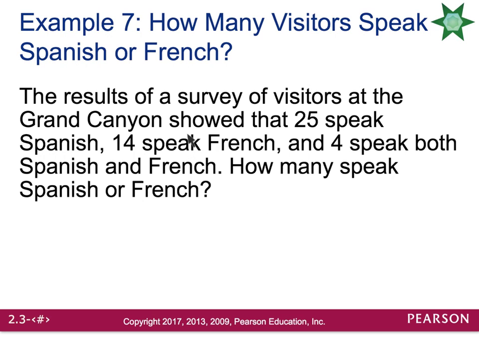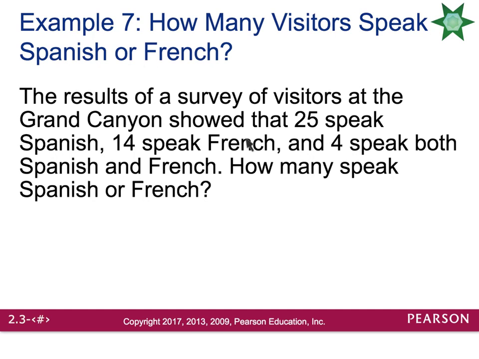Okay, so here's an example. Now this helps when you use a Venn diagram, to illustrate what's going on. We take a survey of visitors at the Grand Canyon. We find that 25 speak Spanish, 14 speak French, and 4 speak both Spanish and French. And we want to know how many speak Spanish or French.